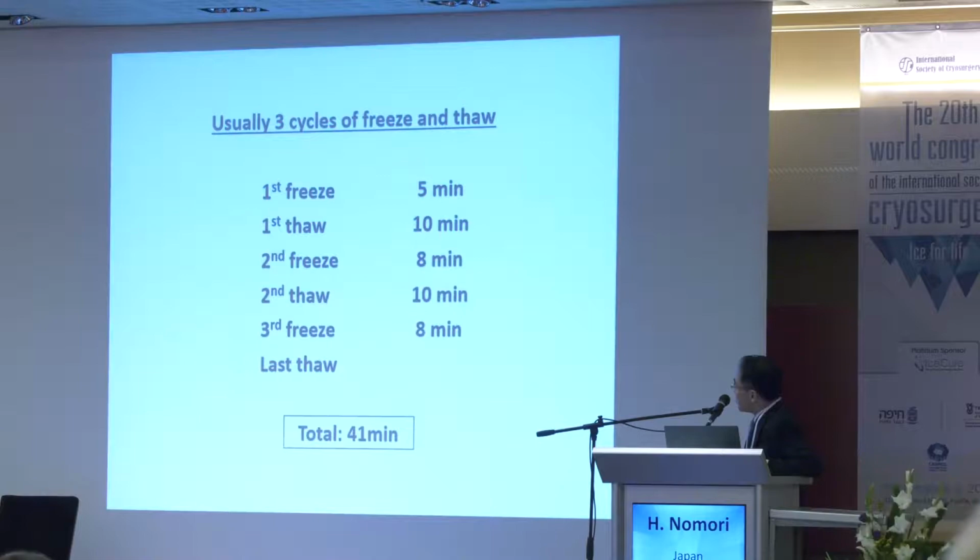Cryoablation is usually conducted with 3 cycles of freeze and thaw. 5-minute freeze, 10-minute thaw, 8-minute freeze, 10-minute thaw, and 8-minute freeze, and last thaw, which total time is 41 minutes.